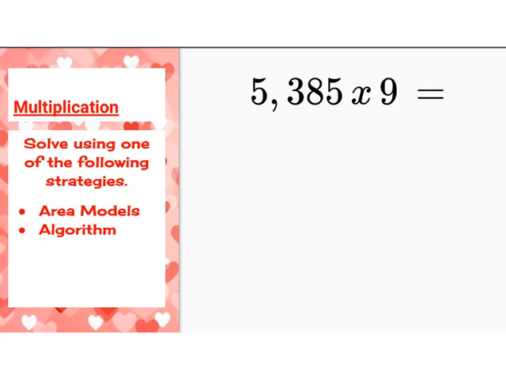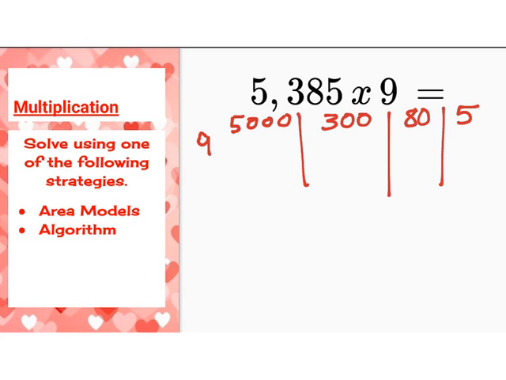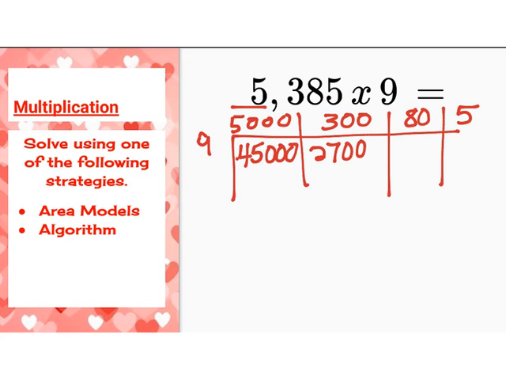Okay, now we're going to multiply. You can multiply using an area model or the algorithm. If I did the area model, I would have 5,385. 9 times 5 is 45, and I have 3 zeros. 9 times 3 is 27, and I have 2 zeros. 9 times 8 is 72, 1 zero, and 9 times 5 is 45. Okay, now I have to add all of this up.